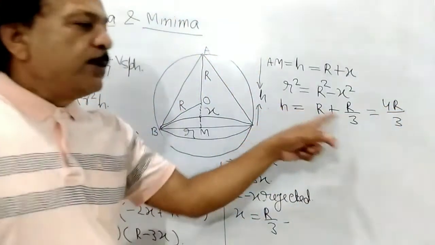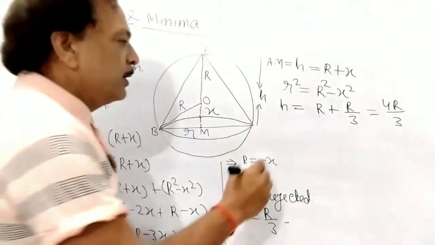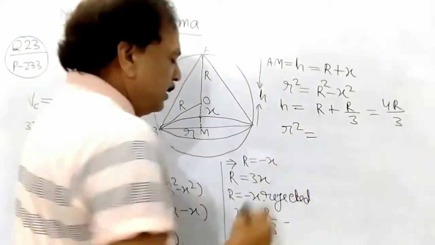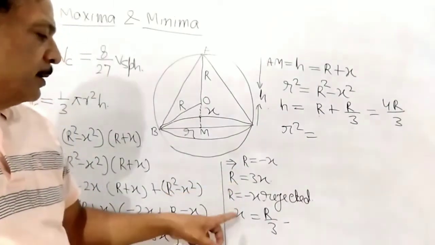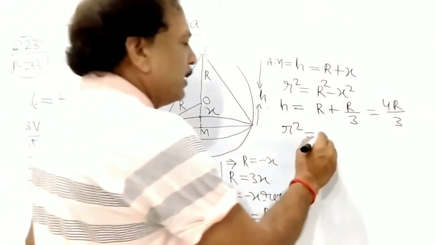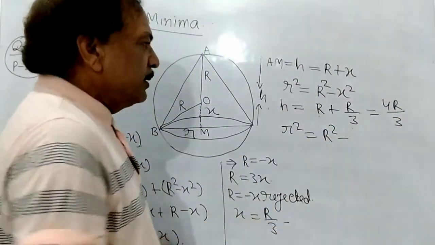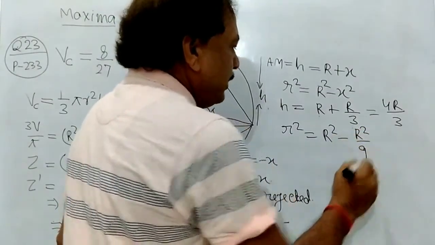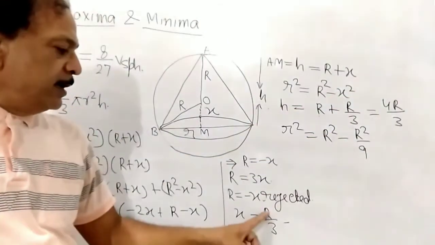तो h का वैल्यू क्या होगी? 4R by 3. और R स्क्वायर फाइंड आउट करते हैं. R स्क्वायर, तो x हमारा हो गया R by 3. यहाँ हो गया R स्क्वायर माइनस R by 3 का स्क्वायर, यहाँ हो गया R स्क्वायर by 9. x के स्थान पर R by 3 लिखेंगे.